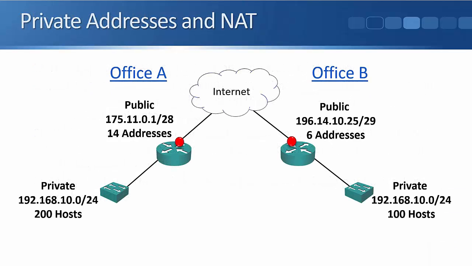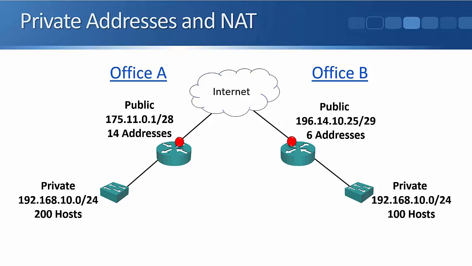So let's have a look and see how this works. We've got Office A on the left, and they've bought a small range of public IP addresses, which is 175.11.0.1/28, which gives them 14 addresses. They're using private addresses on the inside of 192.168.10.0/24, and they've got 200 hosts on the inside. They're able to convert or translate those private addresses on the inside to the public addresses on the outside whenever they communicate with anybody on the internet.